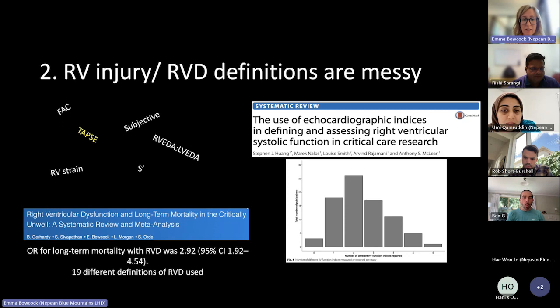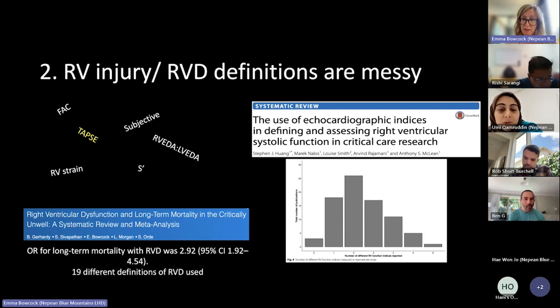If you look at the literature, there's fractional area change, TAPSE, subjective assessment, S prime, RV strain, areas and ratios. And you can see in this systematic review by Stephen Huang and colleagues here at Nepean the number of studies that use different metrics of RV function. Each one pretty much uses a different thing. The most commonly used metric in this systematic review was TAPSE.